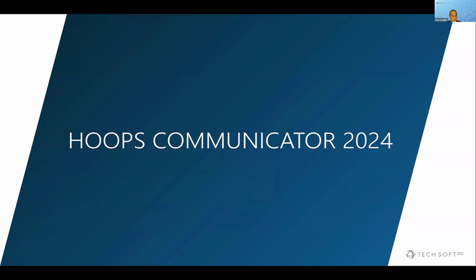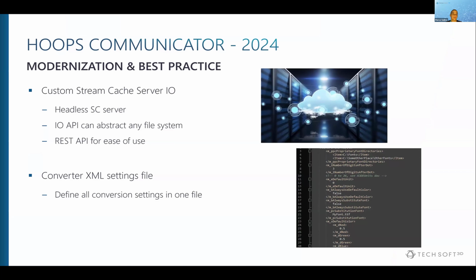So let's look at what we did last year in Hoops Communicator. In 2023, we focused on making Communicator more robust, safer, but also more modern. An example of this work is the introduction of a custom stream cache server input-output. What it basically consists of is two new APIs in the product, a C++ one and a REST one, and also a demo application to demonstrate how this works.